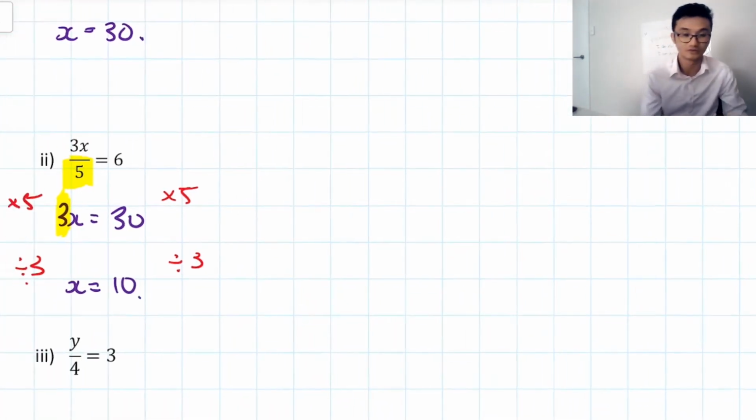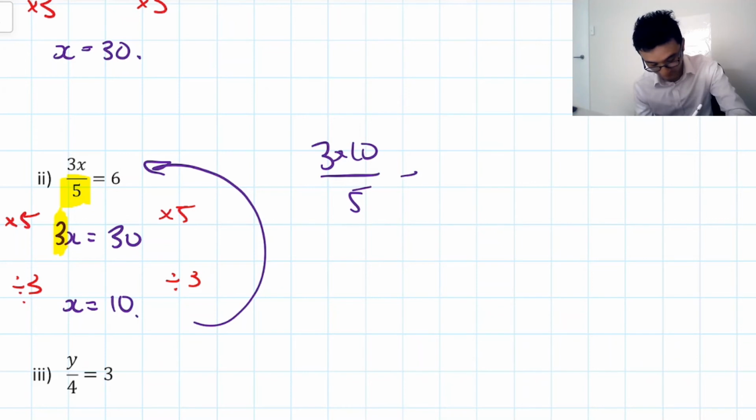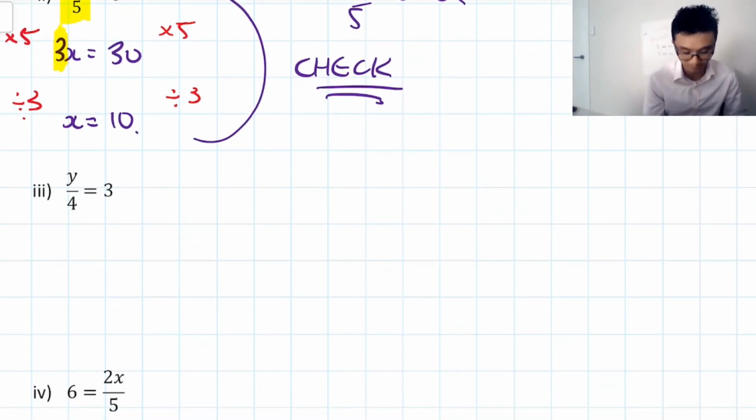Again, we can check our answer by putting it back into the original equation. So 3 times 10 divided by 5, that's 30 divided by 5, and it does give me 6. This is how we can always check, by putting it back into the original equation. All right, awesome.